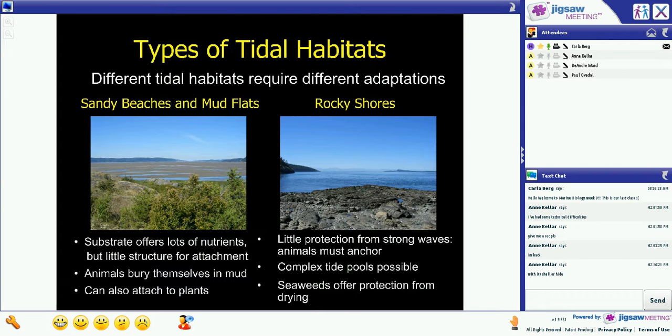Now, let's come up with a couple of different characteristics. Go ahead and tell me what are some characteristics that you see of the sandy beach. You can go ahead and turn your mic on or put it in the text chat. What are some characteristics of a sandy beach? Go ahead, DeAndre.